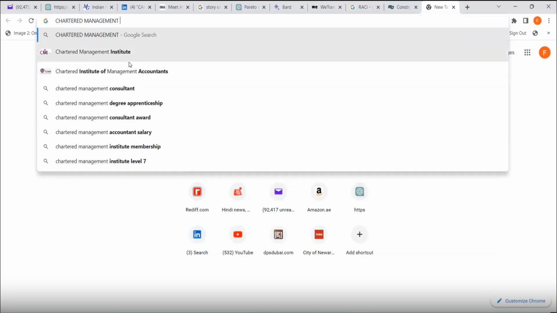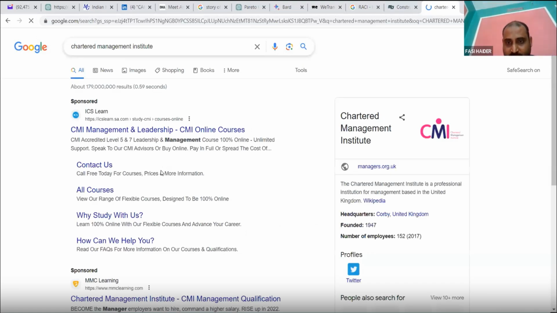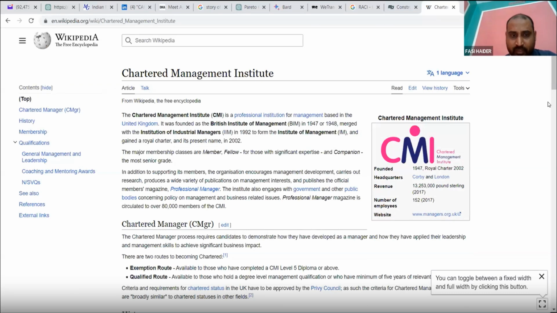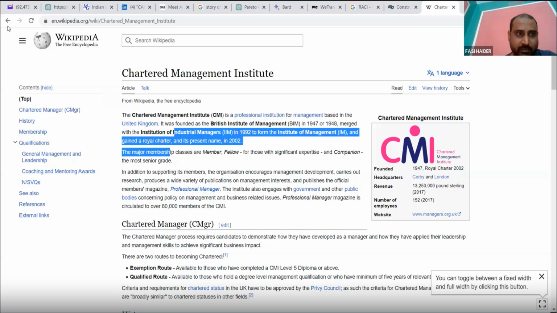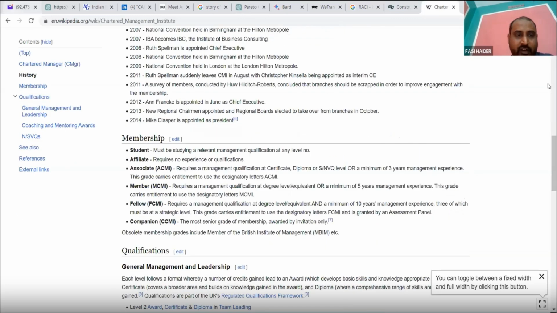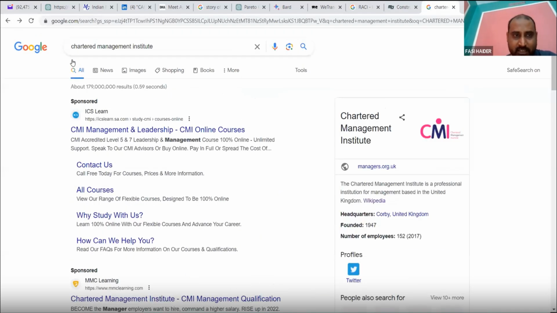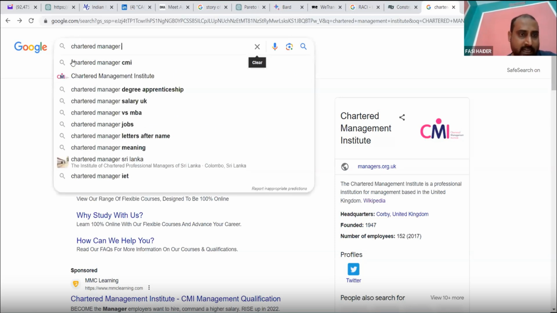So if you know this, in the whole world, the concept of chartered, the Chartered Management Institute is a professional body for management based in the United Kingdom. It was founded as the British Institute of Management in 1947 or 48. When we say chartered, it means that it is coming from the king or something, and it is like the highest certification that can be achieved in the field of management and leadership. There are only 3 countries in the world that give this chartered manager certificate: one is US, one is UK, and one is Canada.